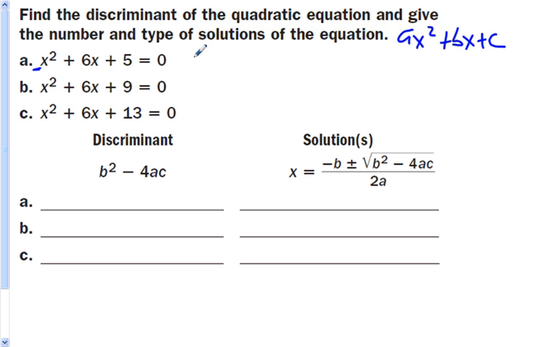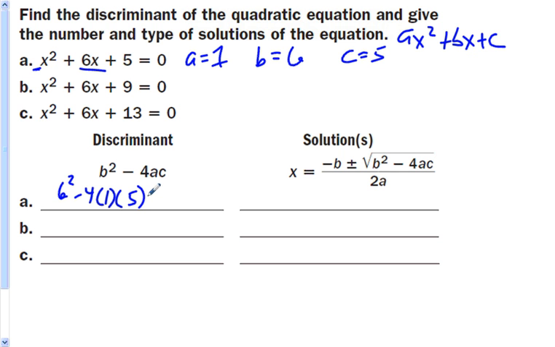So in this first example, a is 1. B is in front of the x, so that would be 6. And then the c is the number by itself. So I've got 1 for a, 6 for b, and then 5 for c. So I'm going to plug those numbers in. I've got b squared, that'd be 6 squared, minus 4 times a, which is 1, times c, which is 5.